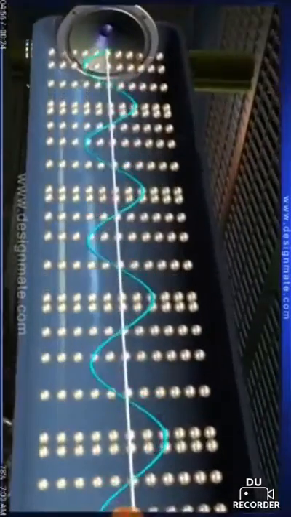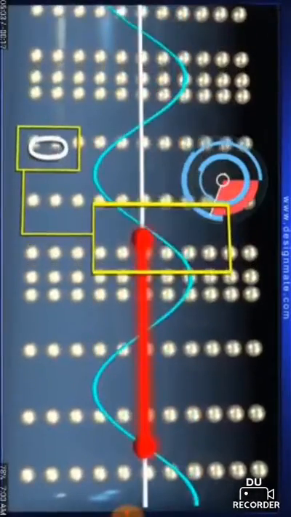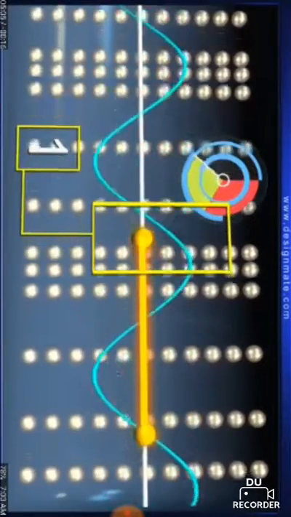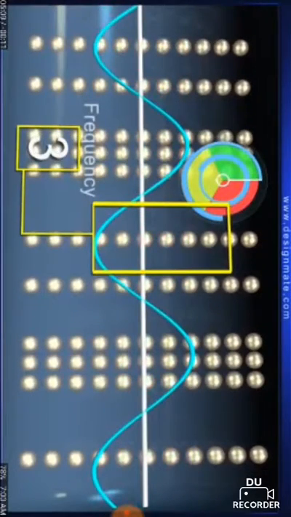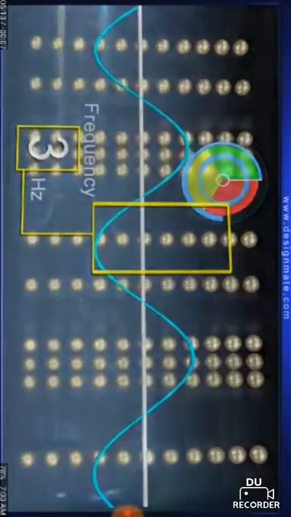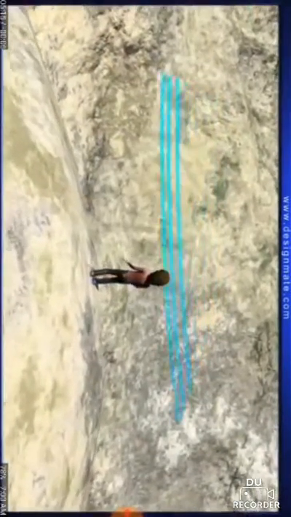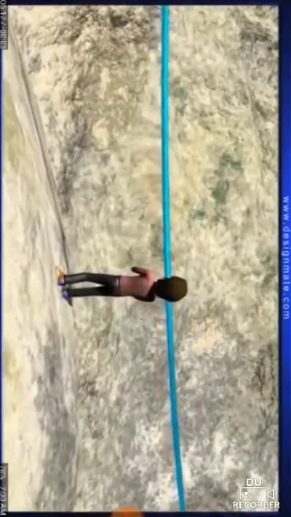Wavelength is the distance between two consecutive compressions or rarefactions. The number of waves passing through a point in a second is called frequency, and it is measured in hertz. Bouncing back of sound is called echo. Transmission of sound.